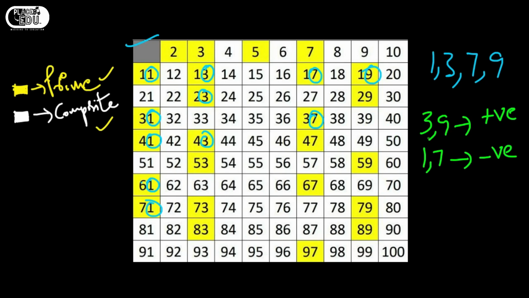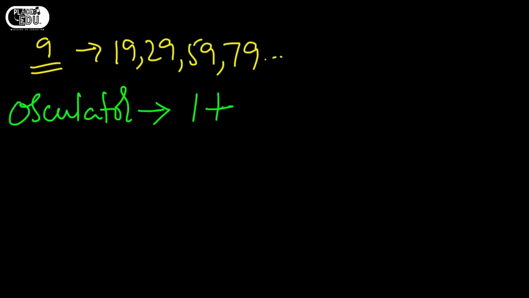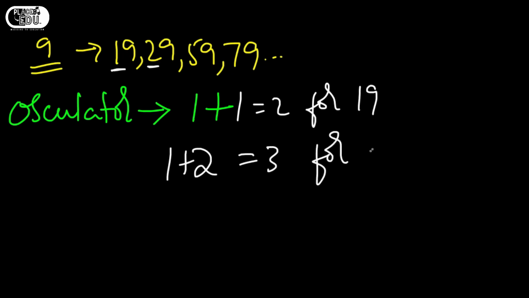So we have the same rule for the numbers ending with 3 and 9, and the same rule for the numbers ending with 1 and 7. Considering the prime numbers ending with 9, that is 19, 29, 59, 79 and so on, the rule is the oscillator will be 1 plus the digit in front of 9. For example, the digit in front of 9 in 19 is 1, so the oscillator will be 2 for 19. For 29, it is 1 plus 2, which equals 3. So the oscillator for 29 is 3.